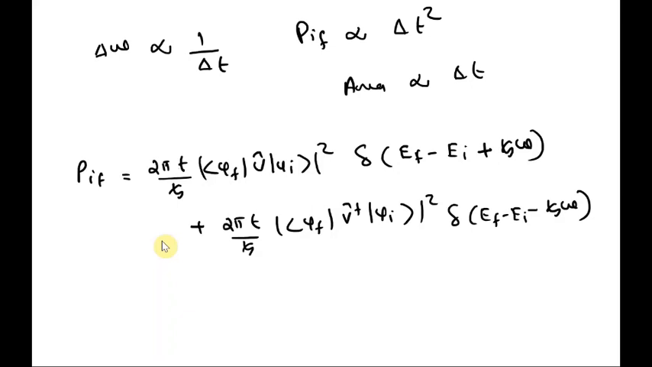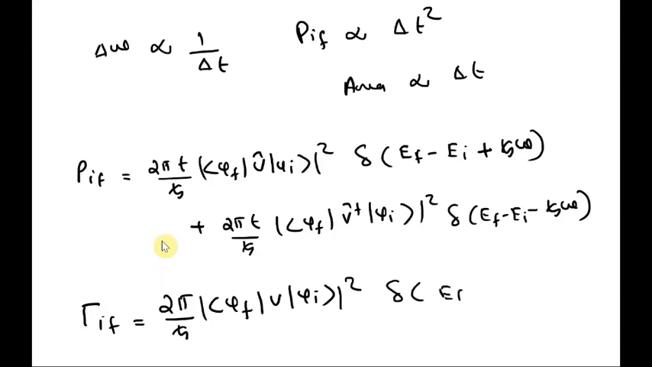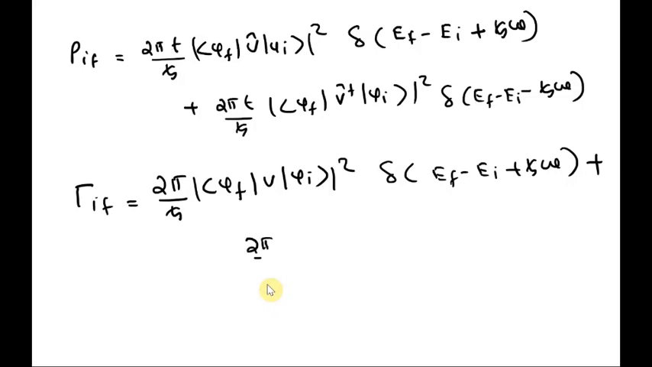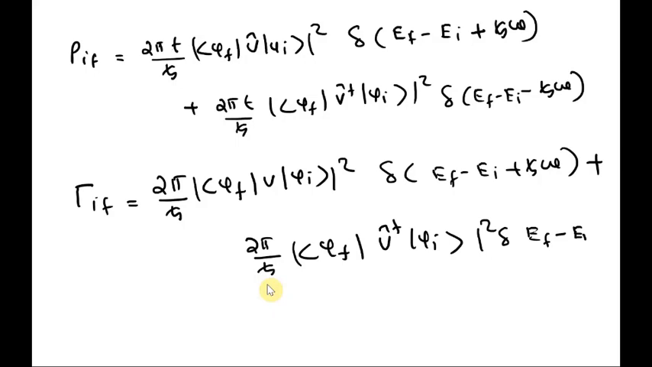Or you can write the gamma expression, the transition rate between initial and final state, as 2 pi by h cross of this quantity: psi f V psi i square, delta of E_f minus E_i plus h cross omega, plus 2 pi by h cross psi f V dagger psi i square of it, delta of E_f minus E_i plus h cross omega.